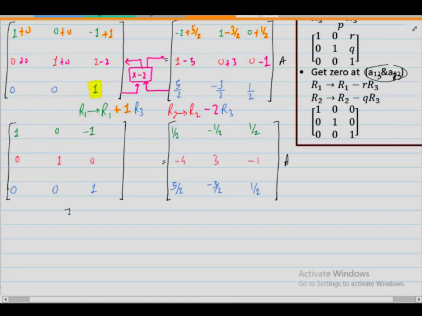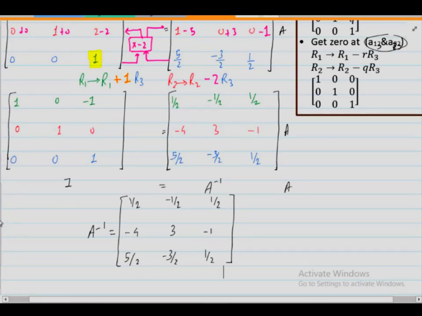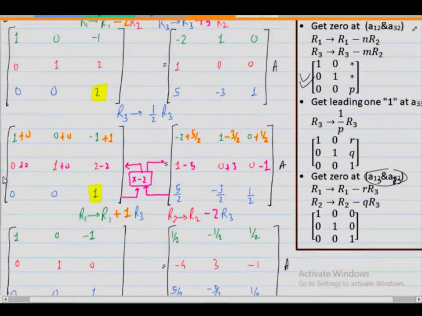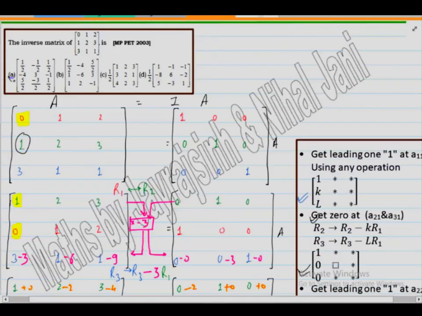So yippee, we get I is equal to A inverse A form, which suggests that our A inverse is 1 by 2, minus 1 by 2, 1 by 2, minus 4, 3, minus 1, 5 by 2, minus 3 by 2 and 1 by 2. So let's see the options. Option A is your answer.